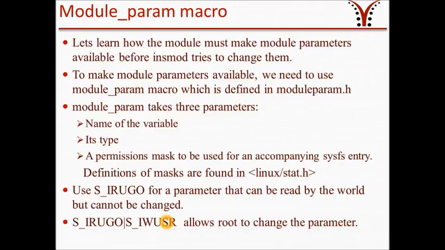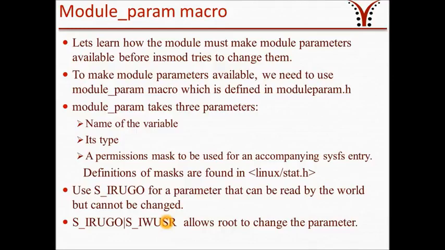Coming to the module_param macro. Let's learn how the module must make module parameters available before insmod tries to change them. Whenever you are trying to use these module parameters, make sure that your module declares those variables as a part of your Linux kernel module. To make module parameters available, we need to use the module_param macro, which is defined in moduleparam.h. module_param takes three parameters. One is the name of the variable, the second one is its type, and the third one is the permission mask. The permission mask is to be used for an accompanying sysfs entry. Definitions of these masks are found in linux/stat.h. Don't forget to include linux/stat.h when you're trying to use this module_param macro.